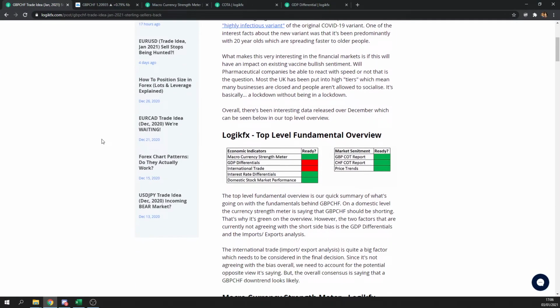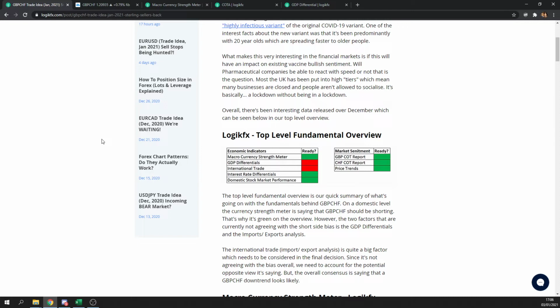Well, let's go over the swing trading strategy in a top level fundamental overview, because this is what we're actually doing here at Logikfx. We're giving you that fundamental data, the top level view of what's going on between different countries on an economic scale. And from doing this, we can get an idea of what the future currency value should be.